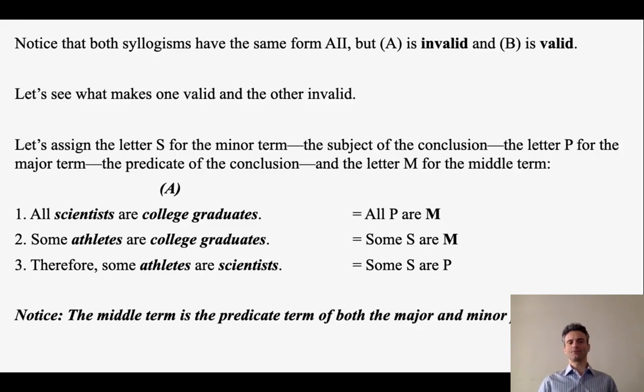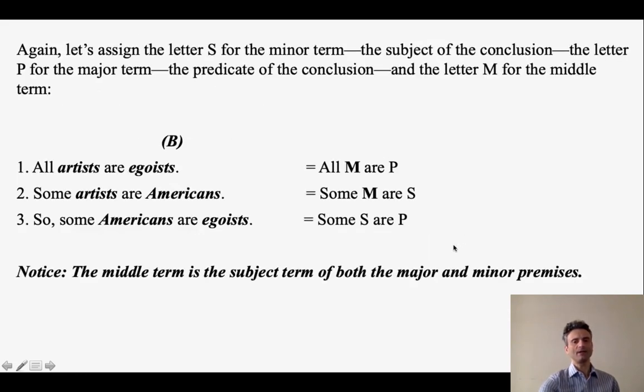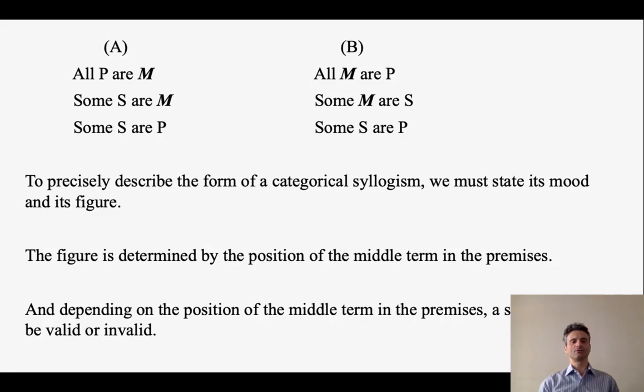Notice that our first example, syllogism A, has a certain figure. The middle term occurs, as you can see, as the predicate term in the major premise, and also as a predicate term in the minor premise. On the other hand, notice what happens here in syllogism B. In syllogism B, the middle term now is somewhere else. It occurs as the subject term of the major and the subject term of the minor. Okay? So that's what the figure is. The figure is the position of the middle term in a syllogism.